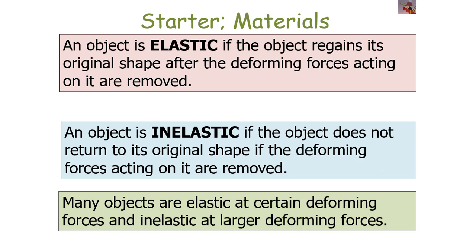So just to recap what we've just covered there, an object is elastic if the object regains its original shape after the deforming forces acting on it are removed. An object is inelastic if the object does not return to its original shape if the deforming forces acting on it are removed. And many objects are elastic at certain deforming forces, but inelastic at larger deforming forces.